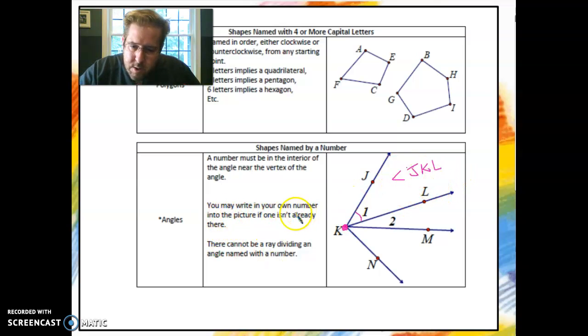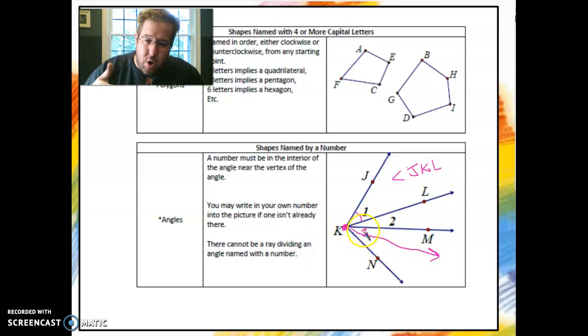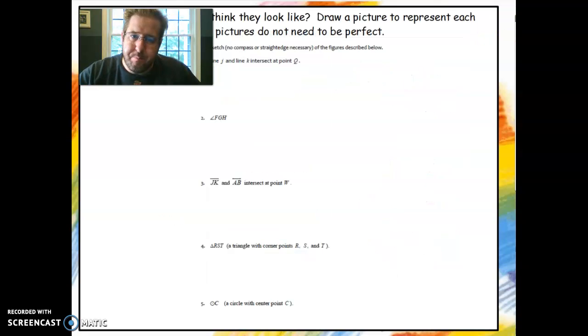You may also write your number into the picture if it isn't already there. So like, if I put 3 here, then obviously that's going to be angle 3 now. There cannot be a ray dividing an angle. So what I'm saying is you can't have a ray like this and call this whole thing angle 3. So the numbers need to be between the 2 rays, not on the ray. All right, what do you think they would look like?